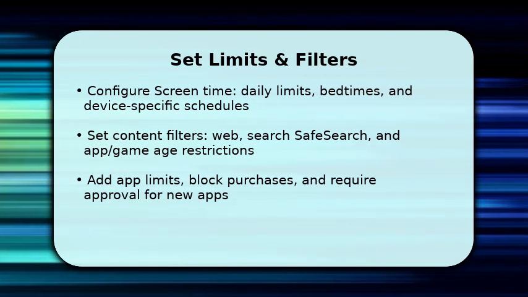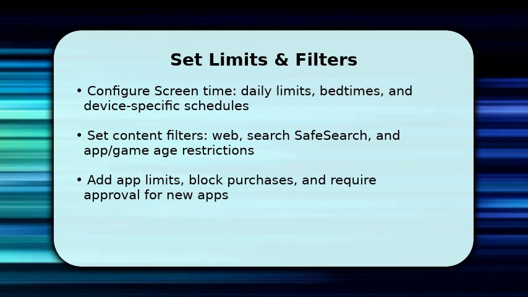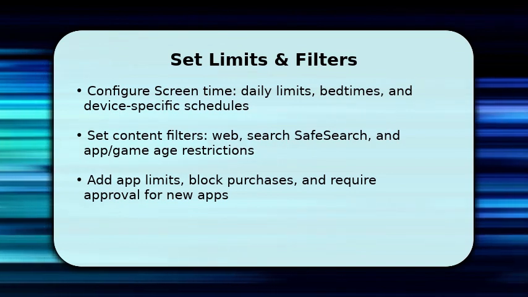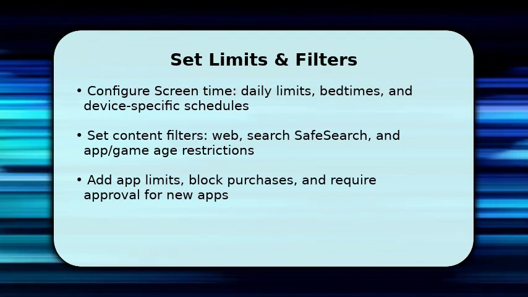Start with screen time, create weekday and weekend schedules, set daily limits per device, and enforce bedtime so devices lock automatically. Next, set content filters, turn on safe search, block categories by age, and whitelist or blacklist sites. Then add app and game limits per title or category and require purchase approvals so you control spending.